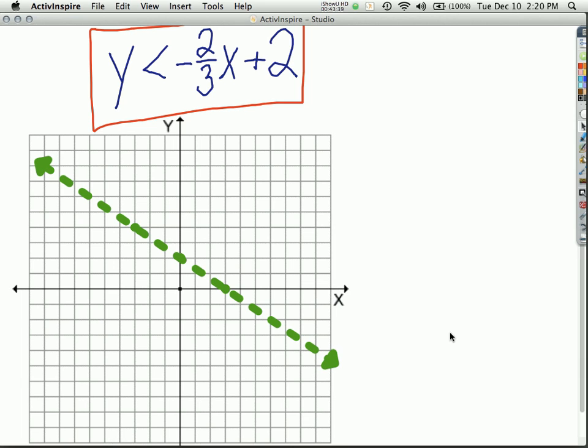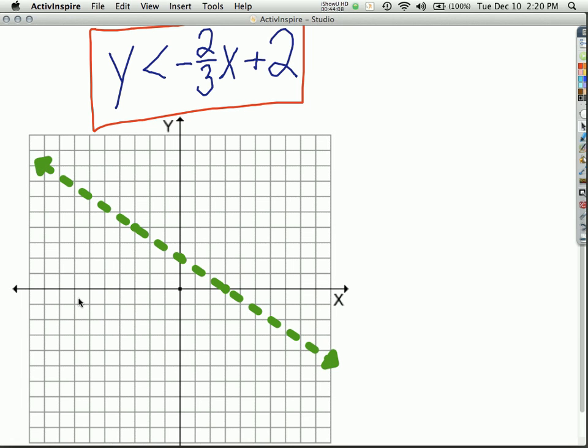Does anyone have any questions on how we got from here to here? Comments or questions? John? Yes, we do. We still use arrows because, remember, we're trying to represent all the possible solutions, and this line will go on and on forever in either direction.